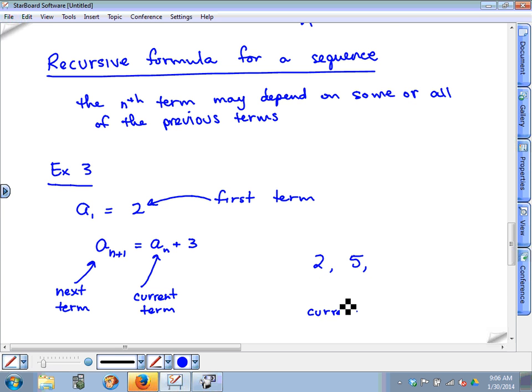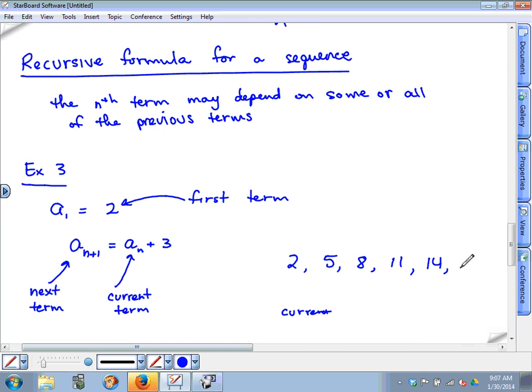But now that is our current term. 5 is our current term now. So how do you find the next term? You add 3 to the current term. So what's the next term going to be? 8. But now that's our current term. So what's the next term going to be? 11. That's our current term. So the next term is going to be 14. And then 17. And so on and so on and so on.